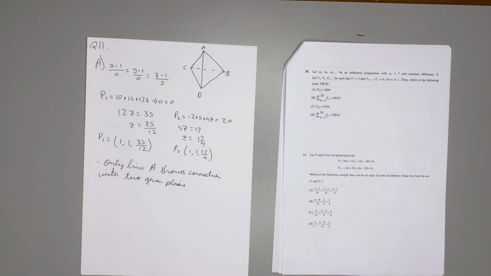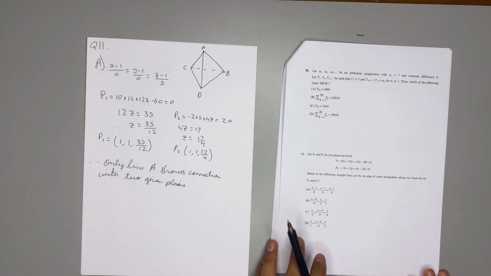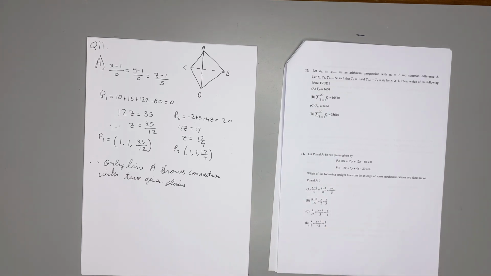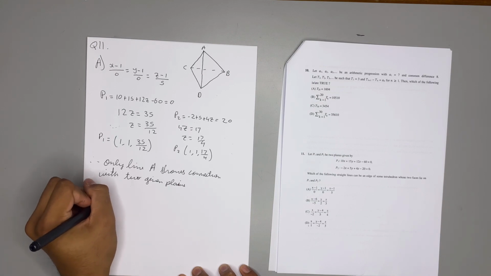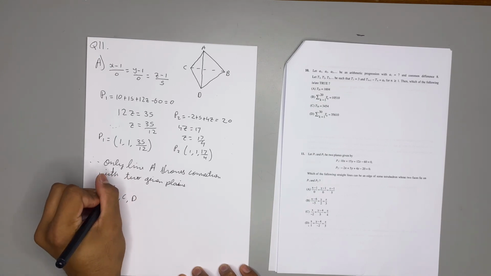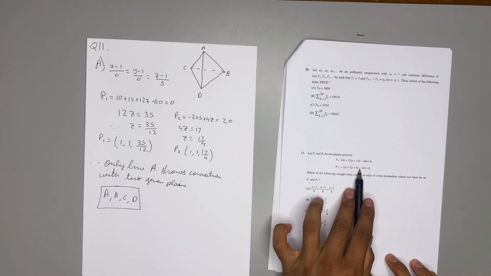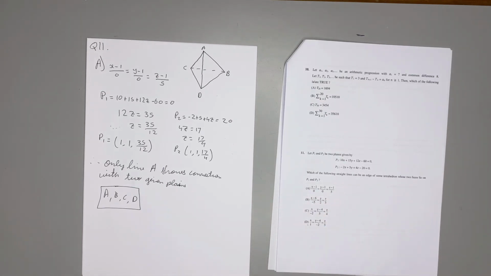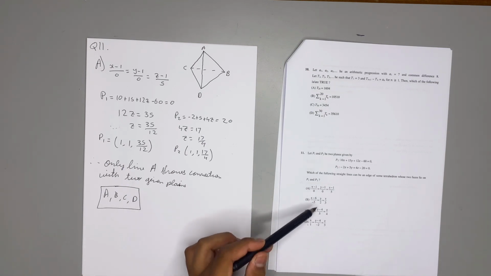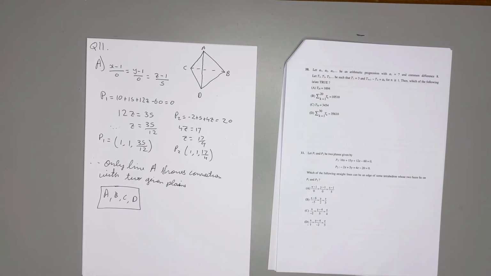But that doesn't mean that B, C, or D cannot be lying on the two faces, P1 and P2. Therefore, A, B, C, and D, all four solutions are correct because it says can be an edge. Not saying it has to be or cannot be, it can be an edge. B, C, D don't give us enough information for us to dissect if they can lie on that. Hence, all four options are correct. Straightforward, question 11. Let's go to the next question now.